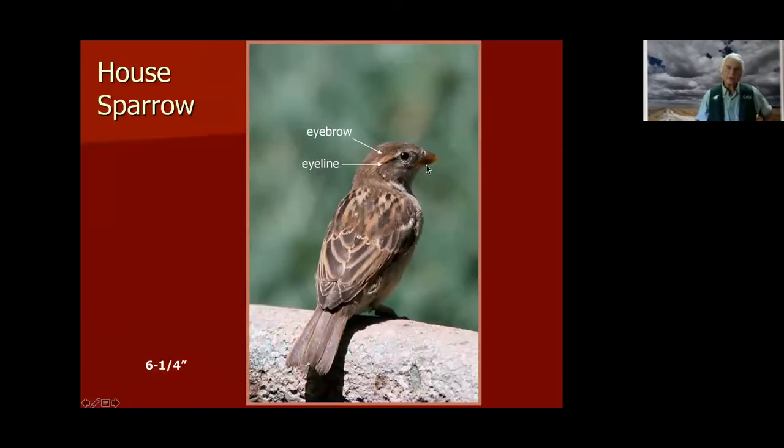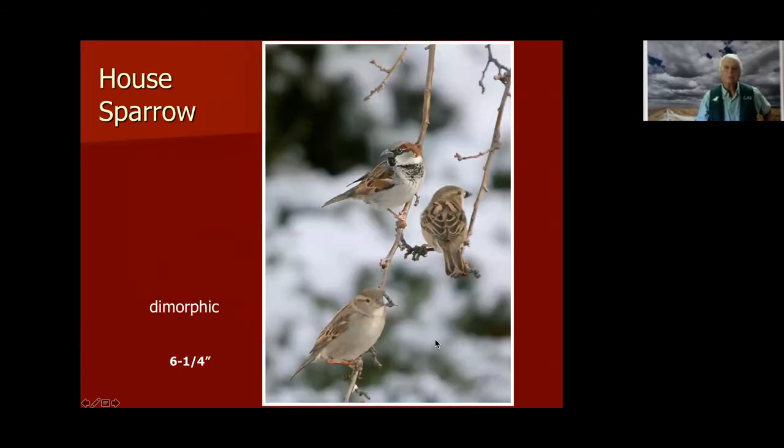Here's another look at the back. There's a good look at the eyebrow or supercilium, and there is the eye line going through the eye. And then there is the orangish beak. Notice on the back, the pattern is kind of brownish and orangish, streaks and stripes and spots and so on. So, strongly dimorphic: male house sparrow up here, 2 female house sparrows down here.